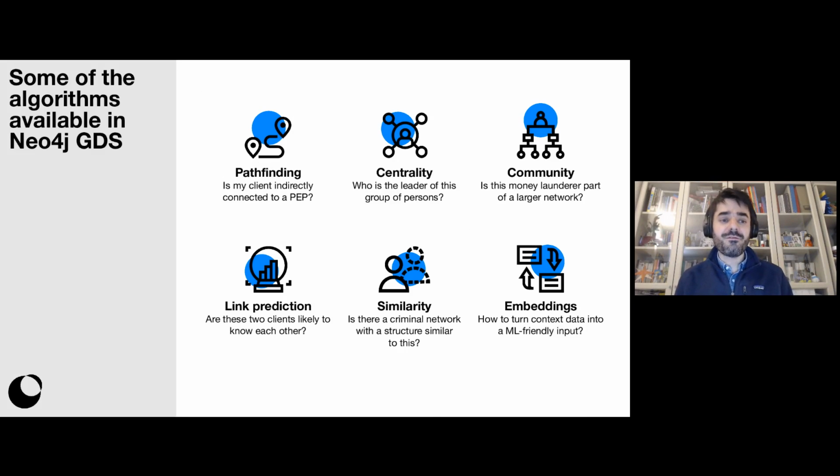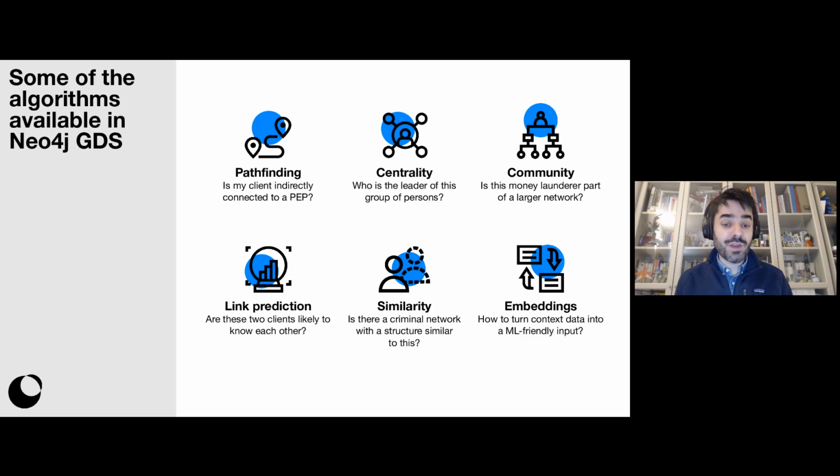So I mentioned some 65 plus algorithms. So now let's talk a little bit more about that. Really, these algorithms can be classified in broad categories, I would say, and there are 6 of them mostly. So first, there are the pathfinding algorithms, and they can help answer questions such as, is my client directly connected to a politically exposed person, for example? Next, we have the centrality algorithms, and that category can help answer questions such as, who is the leader of this group of persons? We also have community-related algorithms, and they can help you answer questions such as, is this moneylender acting alone or part of a larger network?